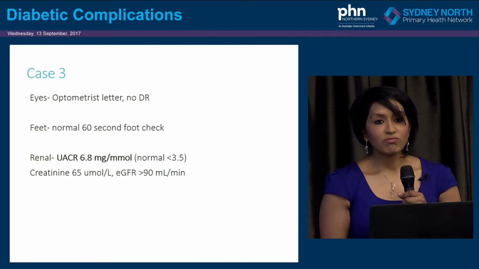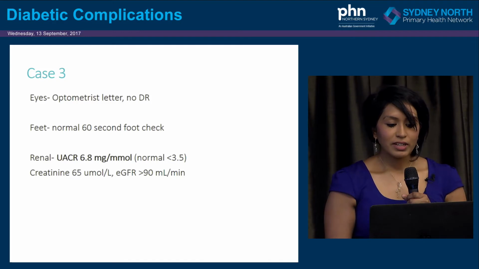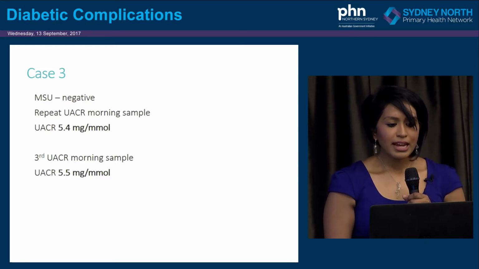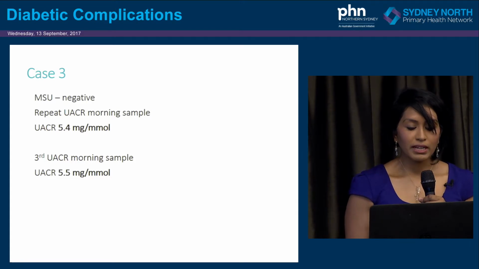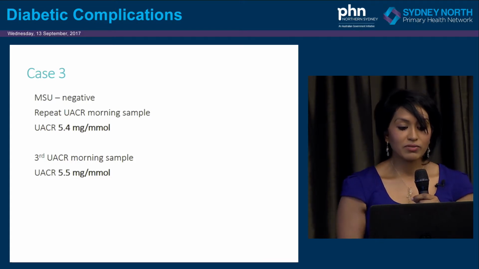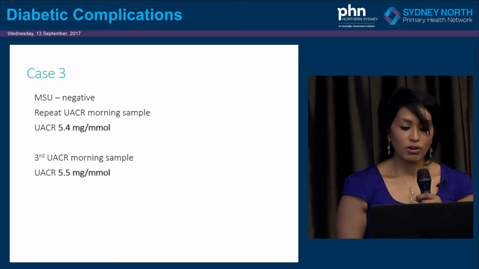So I wouldn't rely on just the one, particularly if it's not majorly elevated. So she has a midstream urine and she doesn't have evidence of a UTI, and her repeat urine albumin creatinine ratio comes back as 5.4, and a third one is still 5.5. So she has microalbuminuria.